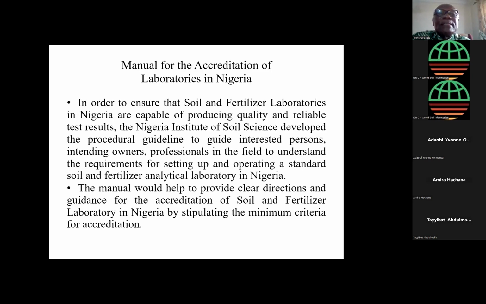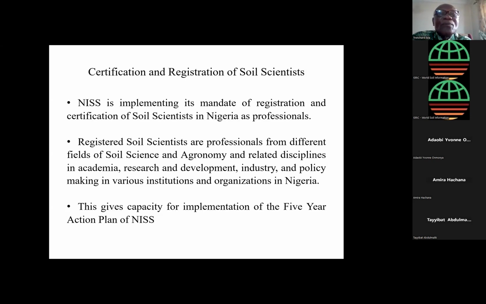Continuing with the policy documents, we have a manual that is developed for accreditation of laboratories in Nigeria. And this manual is intended to guide and ensure understanding of the requirements for setting up and operating a standard soil and fertilizer laboratory in Nigeria. We also have a manual that helps us to certify and register soil scientists. NISS is implementing its mandate of registration and certification of soil scientists as professionals.